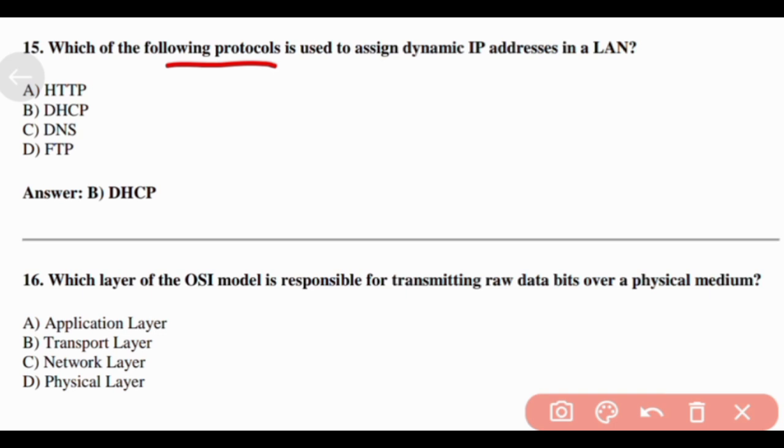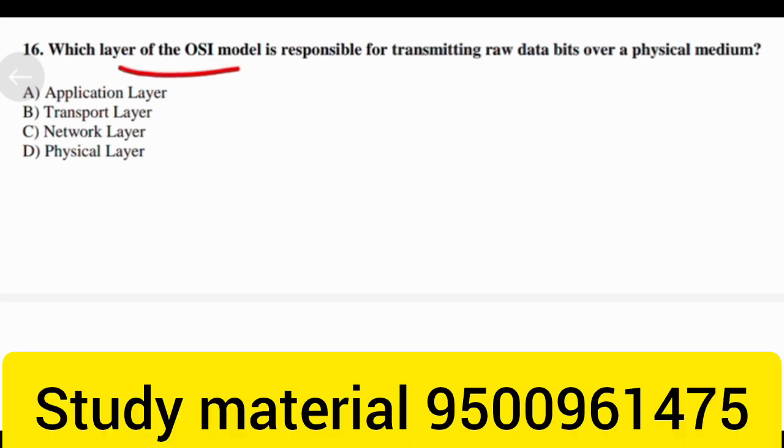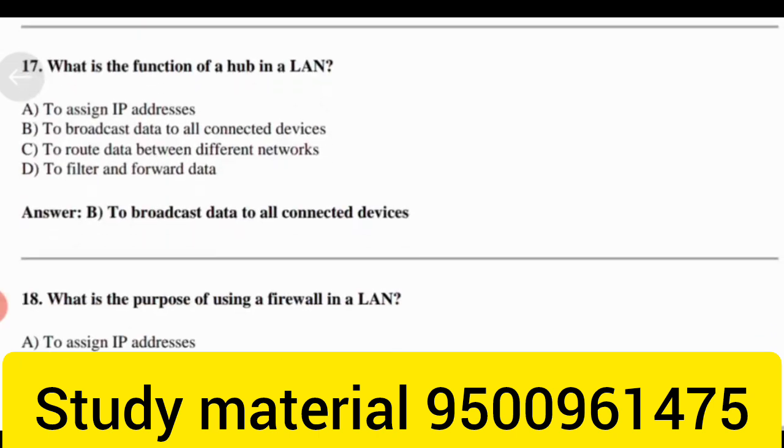Which of the following protocols is used to assign dynamic IP addresses in a LAN? DHCP. Which layer of the OSI model is responsible for transmitting raw data bits over a physical medium? Physical layer. What is the function of a hub in a LAN? To broadcast data to all connected devices.